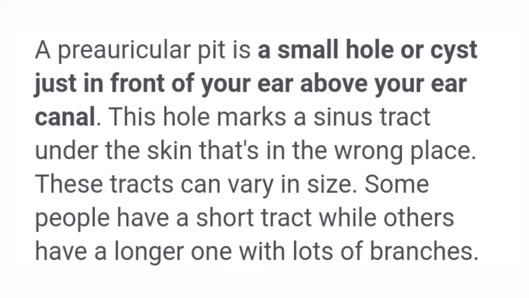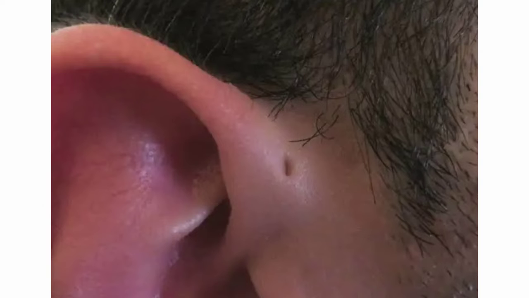Now is the preauricular pit. It is a small hole, a cyst that is just in front of your ear, above your ear canal. So it is in front of the ear, and a gap is seen here. The hole marks a sinus tract under the skin that is in the wrong place. These tracts vary in size, and some people have a short tract while others have a longer one with a lot of branches. These are called pits, and that can lead to a sinus and also to a cyst. So these are also a congenital type of lesions.